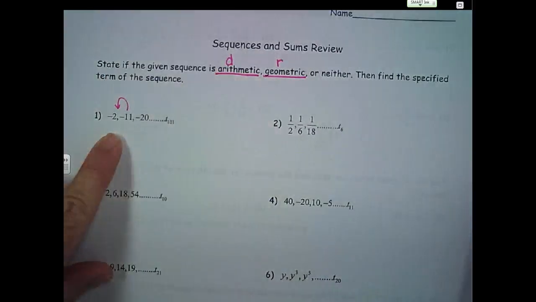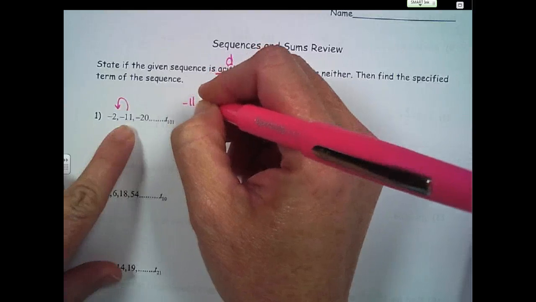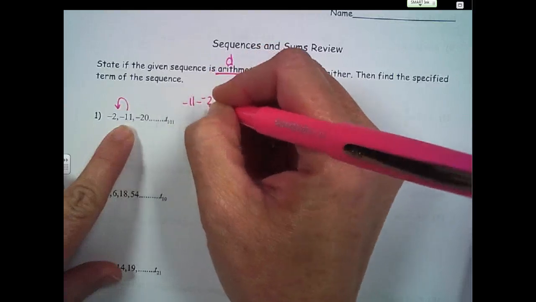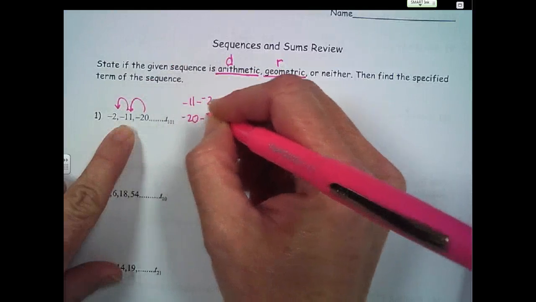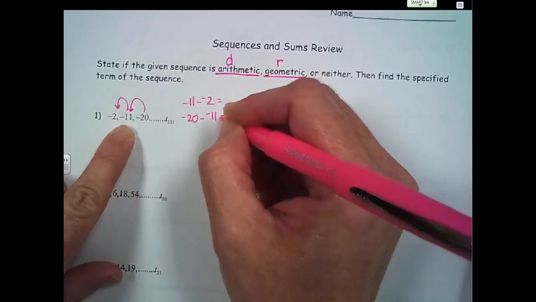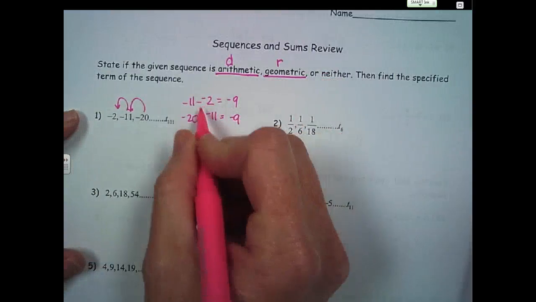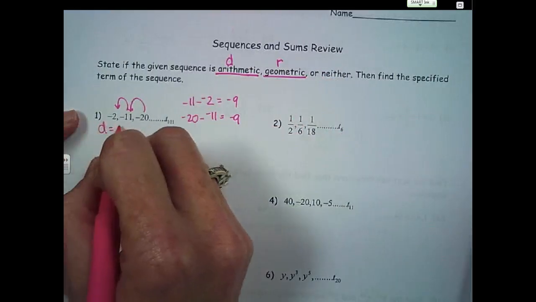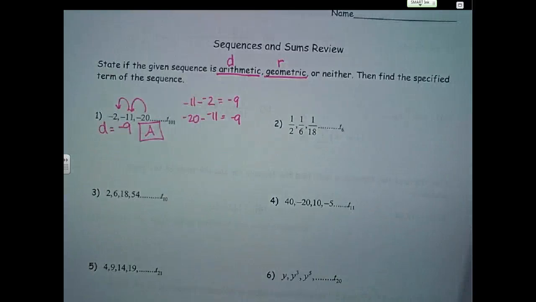Okay, and in my calculator, you can try negative 11 minus negative 2, and you can do the second time just to double check, negative 20 minus negative 11. And in both cases, we get negative 9. So you know that since we subtracted, there's a common difference of negative 9, so it's arithmetic. Okay? Because it's arithmetic, you're going to use the arithmetic formula, all right?